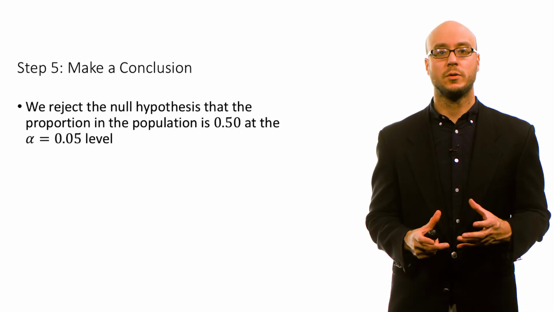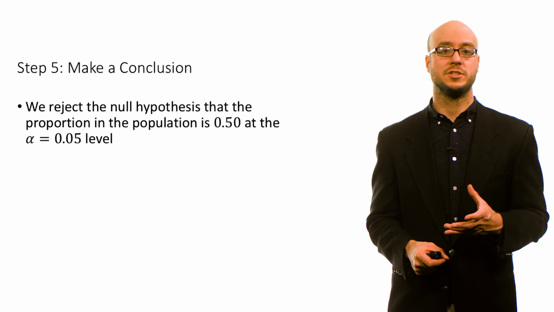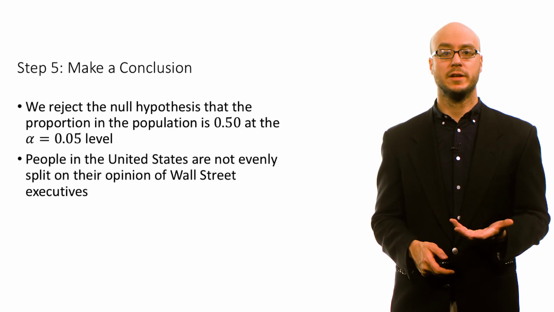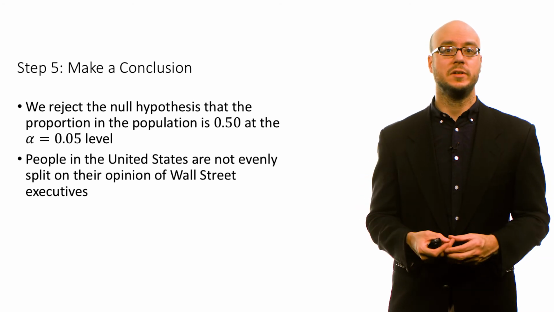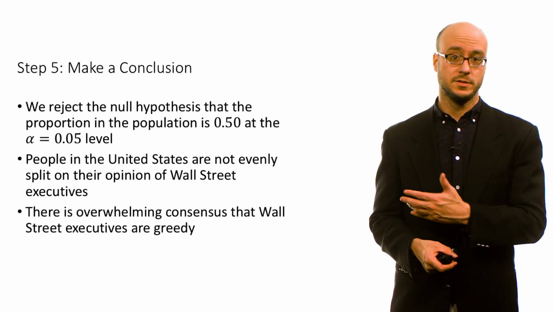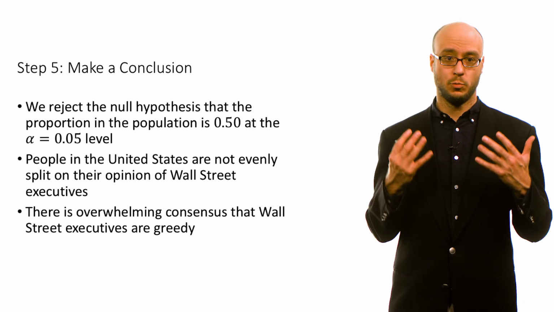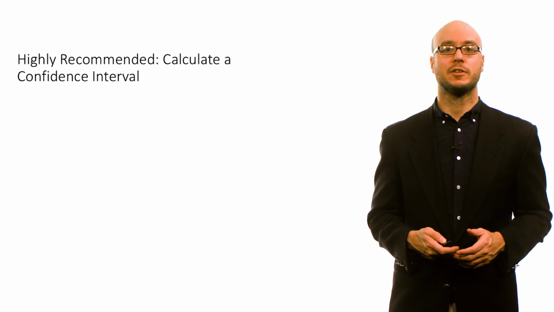At this point, we can make a conclusion. We're going to reject the null that the proportion of the population is 0.5 at the alpha equals 0.05 level. To put it another way, Americans are not evenly split on their opinion of Wall Street executives. The overwhelming consensus is that Wall Street executives are, in fact, greedy.